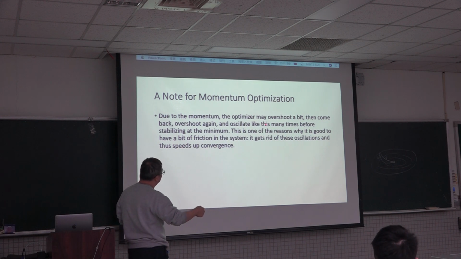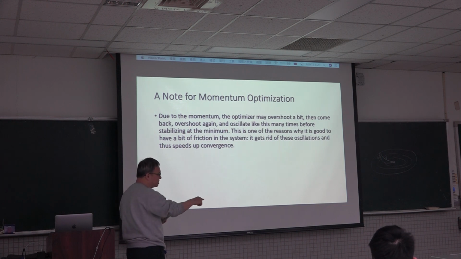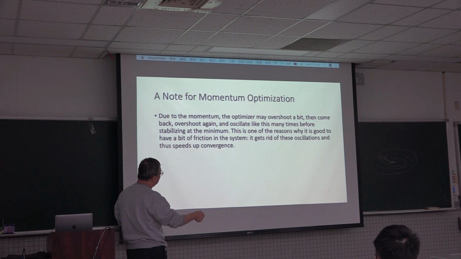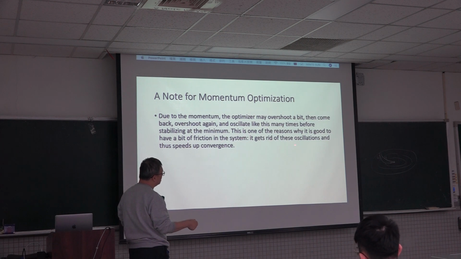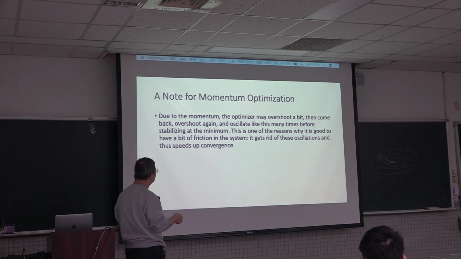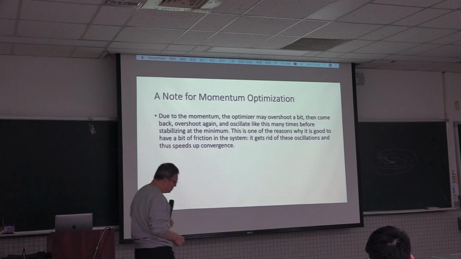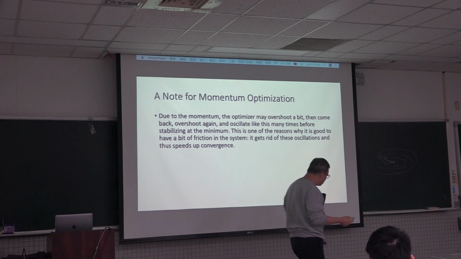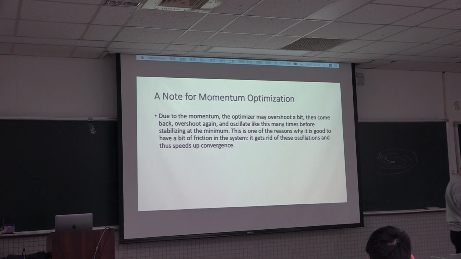The optimizer may overshoot a bit, then come back, overshoot again. So it's going to oscillate like this many times before stabilizing. This is one of the reasons why it is good to have a bit of friction in the system. It gets rid of these oscillations and does speed up the convergence. So we need friction, especially to get rid of the oscillation.